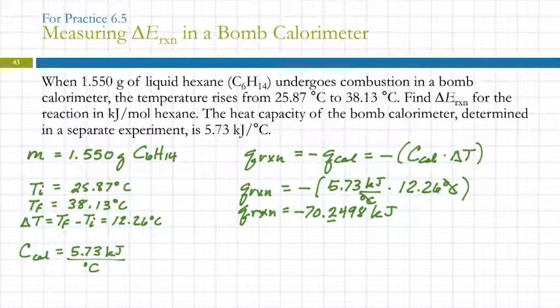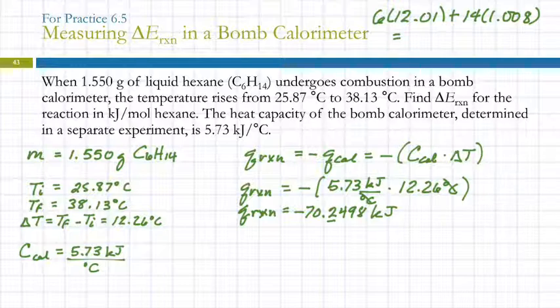Is that the answer that's requested? No. They want to know kilojoules per mole of hexane. Was this 1 mole of hexane that we burned? No. But we're given a mass, and we've got the formula, so we can figure out how many moles. So the molar mass for hexane is going to be 6 times 12.01 plus 14 times 1.008. That's 86.172 grams of hexane per mole of hexane.